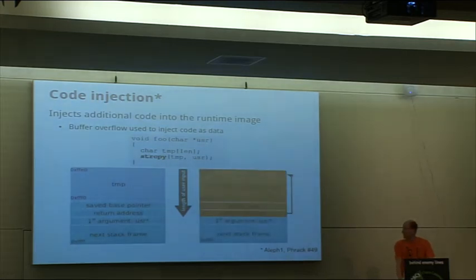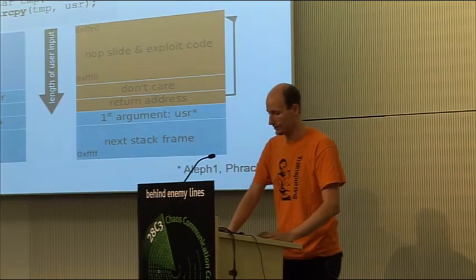We have some nice little NOP slide and exploit code that we injected through that data buffer, and we override the return address to point back to the beginning of the buffer. And in the end, we can get control over the application like that, because we redirect the control flow, we injected new code, and in the end, we execute arbitrary code that is controlled by the attacker.